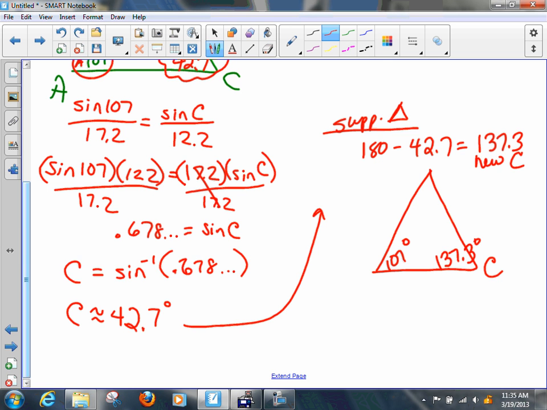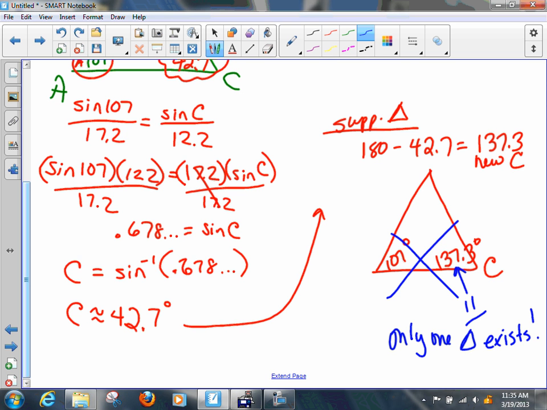Can that be possible, y'all? Heck no. That can't be possible. No way. So why can it not be possible? Because it's over how many degrees? It's over 180. Not possible. So how many triangles exist? Only one triangle exists.